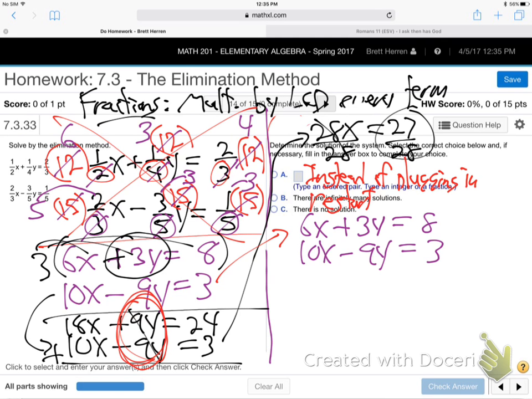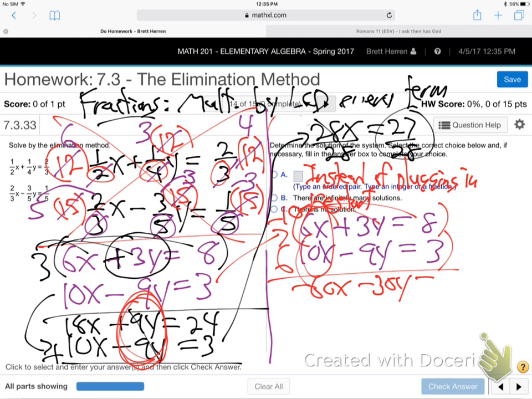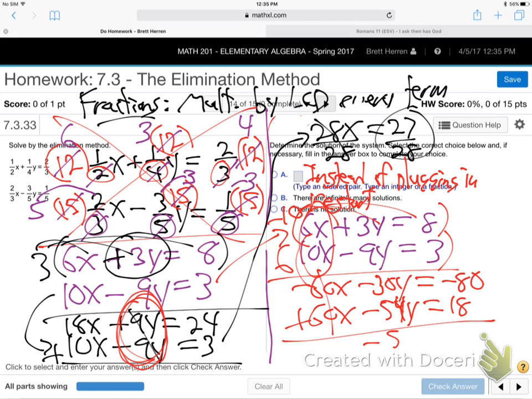Well, this time I'm going to make the x's cancel instead of the y's. So multiply by opposite. I'll go negative 10 on that one, positive 6 on that one. Negative 60x minus 30y minus 80. The bottom is 60x minus 54y is 18. Add them up. Bye-bye x's. Minus 84. It's kind of going too fast. Minus 84y, if you can read my writing there.